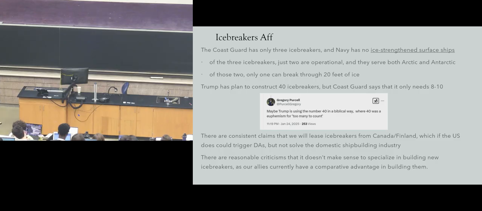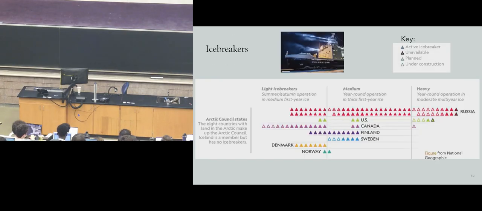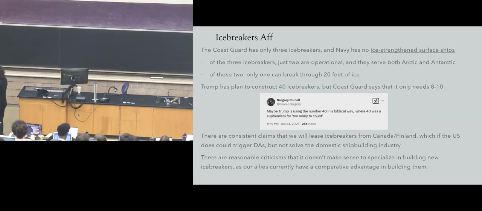which is basically a ship that can actually move cargo on this ice and break it as well. So in the big, beautiful bill that just passed, we allegedly are going to fund 40 icebreakers, which is like a number Trump was obsessed with both in his first term and now. Even our biggest rivals only have icebreakers numbering in the 30s. As you can see, every one of those dots is an icebreaker. The red ones are Russia. And it's unclear what we would even do with that. The Coast Guard says that they need maybe 8 to 10. I liked this tweet. Maybe he's using the number 40 in a biblical way, when 40 days and 40 nights is like a euphemism for a lot.